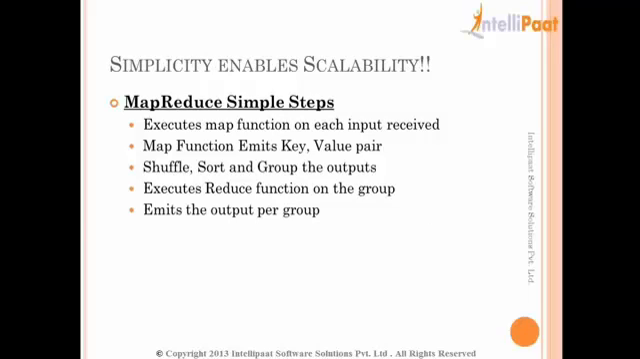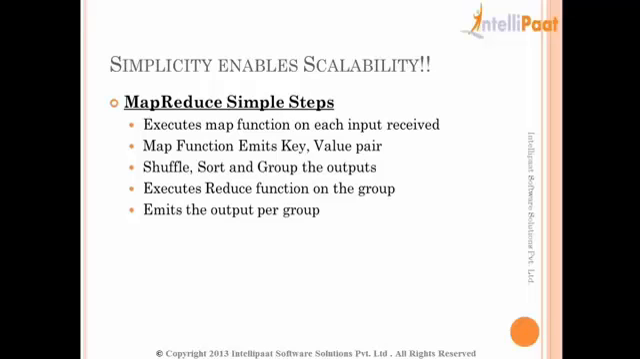So why is MapReduce so popular? MapReduce is so popular because it is so simple. Every map function operates on the input which it receives, and every map function emits a key-value pair. Something happens between the map function and the reduce function, and that is called the shuffle, sorting and grouping of the output of the map function. Once that is done, it goes to the reduce function. The reduce function again does the logic and emits the output per group.